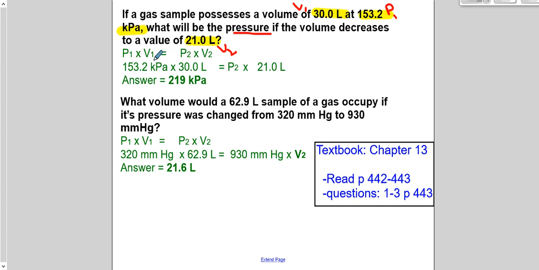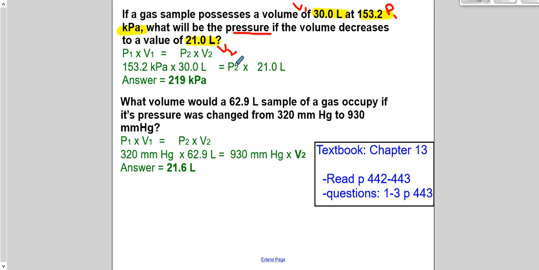On your calculators, 153.2 times 30 divided by 21. We're going to get an answer of 219. The answer is going to have to come out in kilopascals because the units on the left always have to be the same as the units on the right.